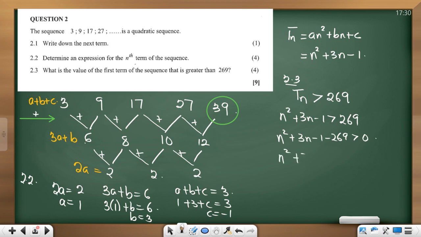So n squared plus 3n minus 270. Okay, so here we need to find factors. All right, lovely. We need to find two numbers that when I multiply would give me 270 when I add. All right, if you're finding a challenge with this, you can work around your quadratic, but if you know how to find factors, but to save time, you can work around that.